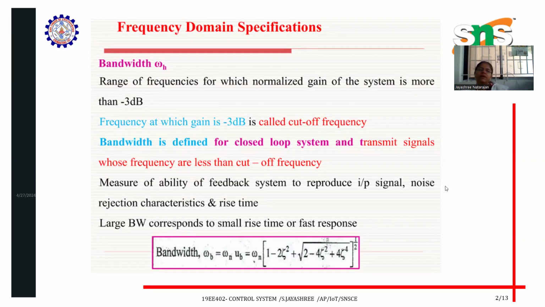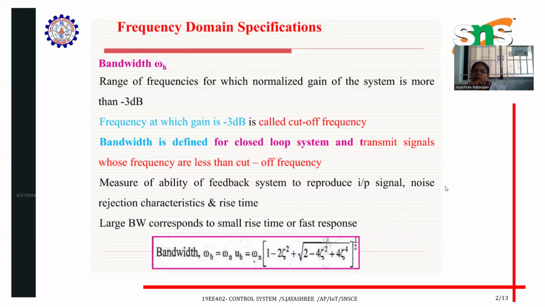Range of frequencies for which the normalized gain of the system is more than minus 3 decibels. So, if the gain of the system is more than minus 3 decibels, that range of frequencies we call a bandwidth. The frequency at which the gain is minus 3 decibels is called the cutoff frequency, right?